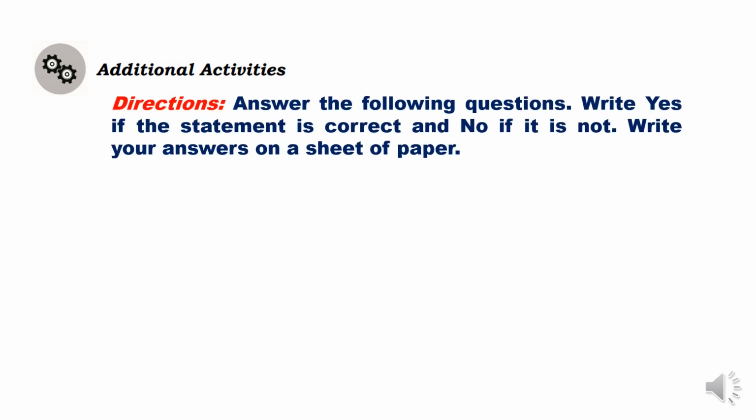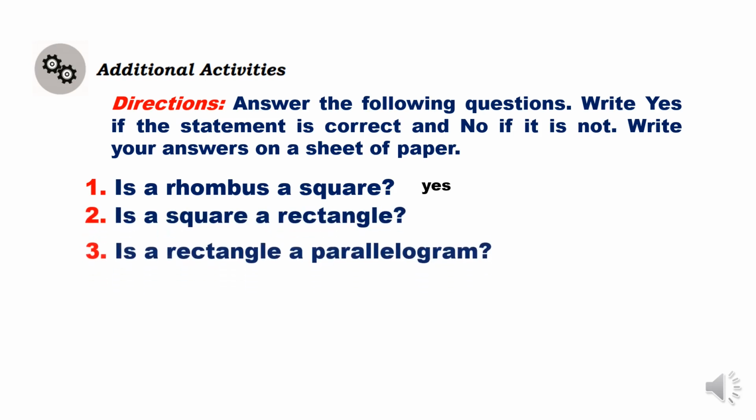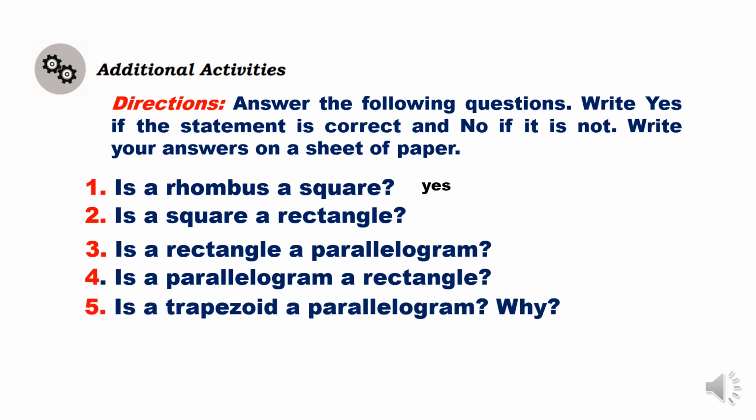Answer the following questions. Write yes if the statement is correct and no if it is not. Write your answers on a sheet of paper. 1. Is a rhombus a square? Yes. 2. Is a square a rectangle? 3. Is a rectangle a parallelogram? 4. Is a parallelogram a rectangle? 5. Is a trapezoid a parallelogram? No. Why? It has only one pair of opposite sides.